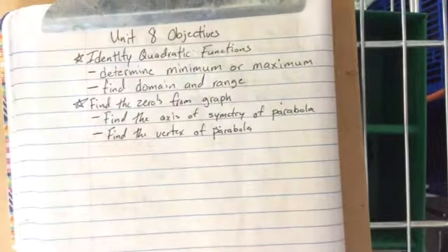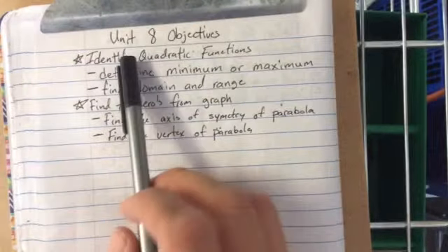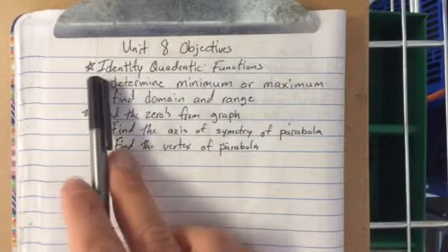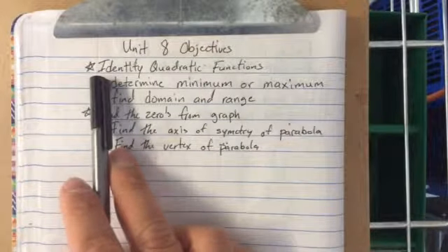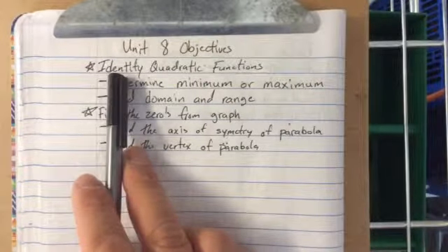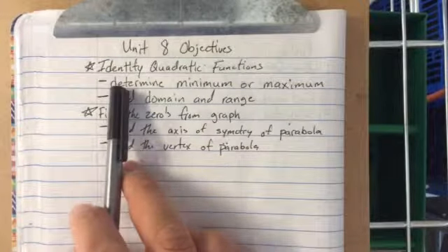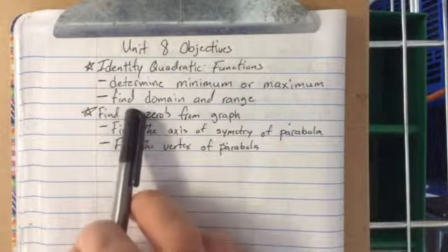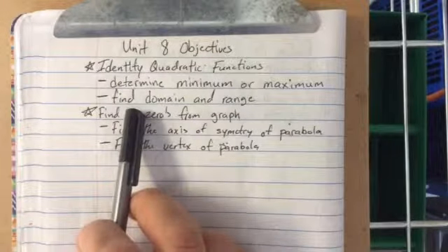I believe it was last Tuesday. So last Tuesday we had a block schedule. We talked about two different things. This is 9.1, identifying quadratic functions. So we identified the quadratic functions. We determined if there was a minimum and a maximum and where that was located. And we found the domain and the range.